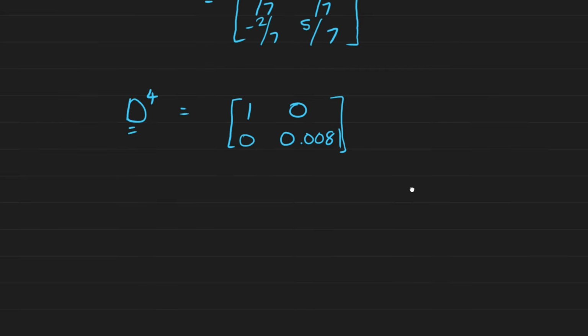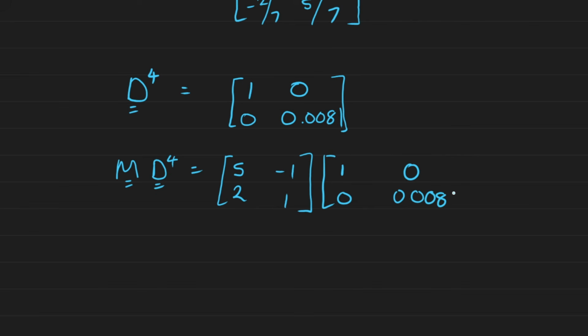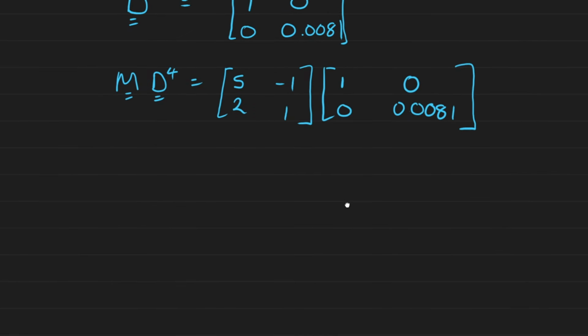So the next step is to just compute this M times this diagonal to the power 4, and that's going to equal 5, 2, minus 1, and 1. And then we have 1, 0, 0, and then 0.0081. We can just multiply these two matrices.